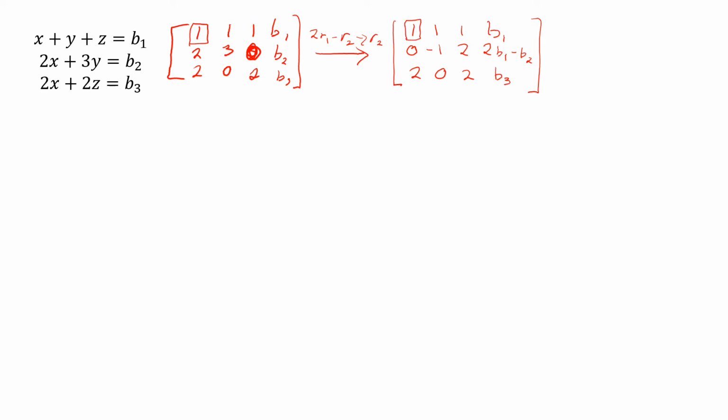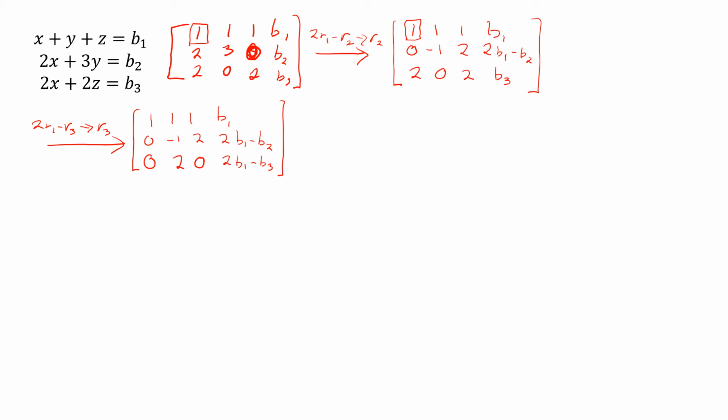Now we're still working with that pivot point. We have another number below there to bring to 0. So how do we do that? Well, 2 row 1 minus row 3 is going to give us our new row 3. So it's 1, 1, 1, b1, 0, -1, 2, and 2b1 minus b2. And for the last row, we get 0, 2, 0, and 2b1 minus b3. So that takes care of that.